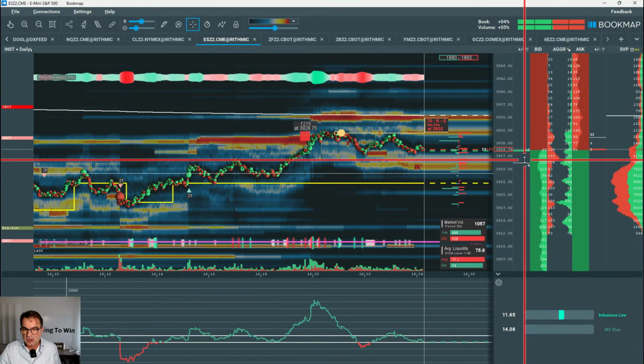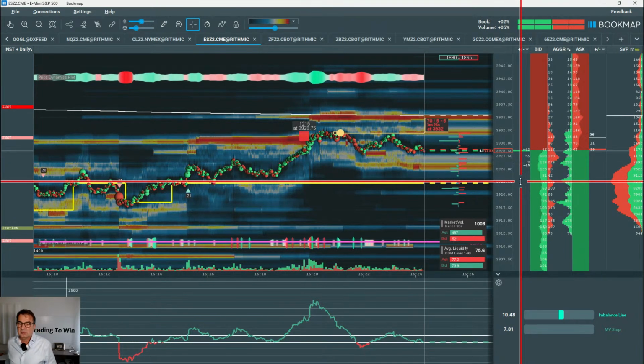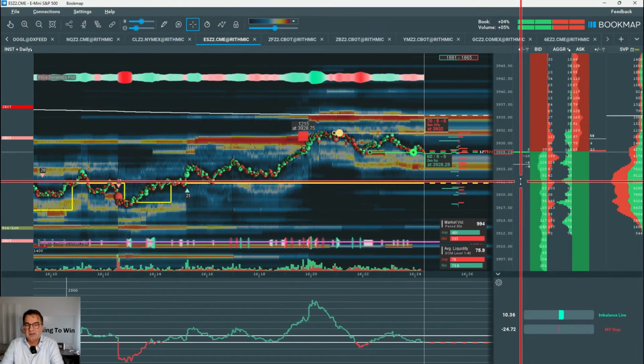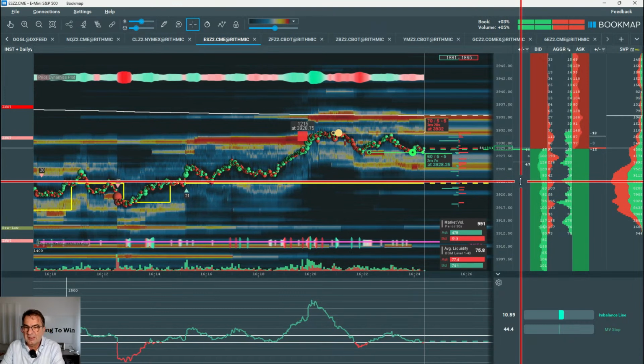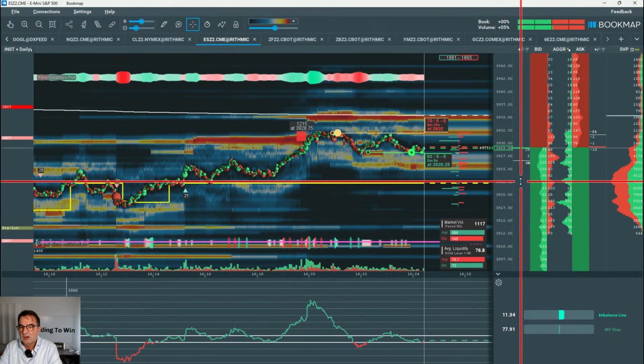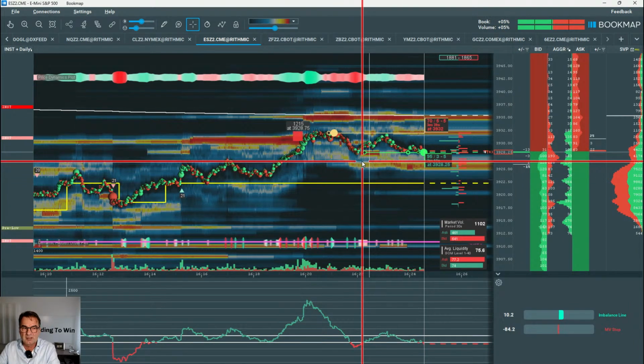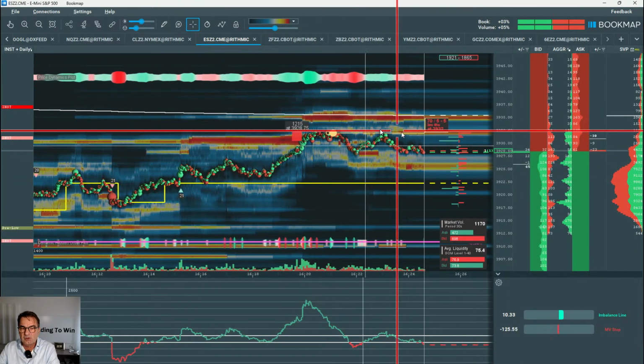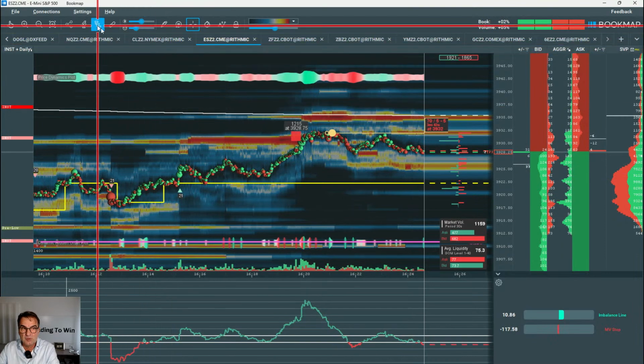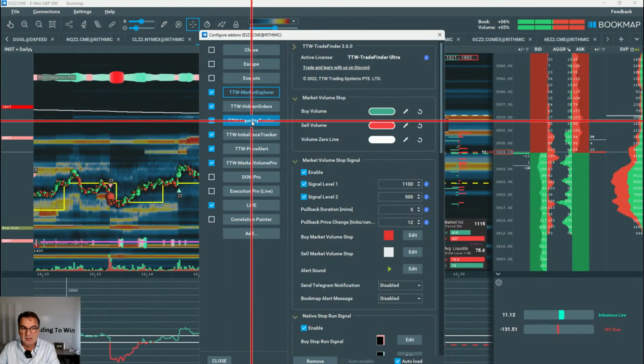That's nothing special. And a DOM, depth of market or order book or whatever, is really nothing special. You can add it to your Bookmap or to whatever chart you have. It should be very standard on Bookmap, because we are tracking every change in liquidity with the liquidity tracker here.